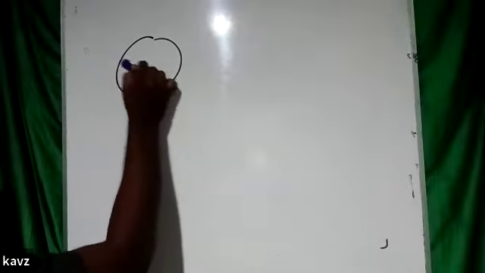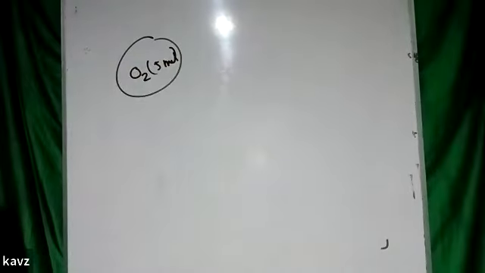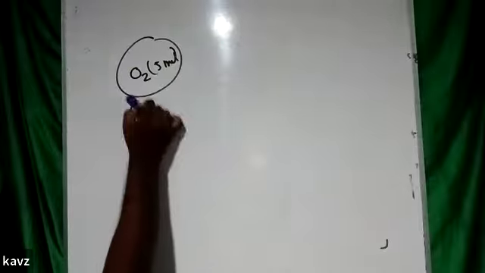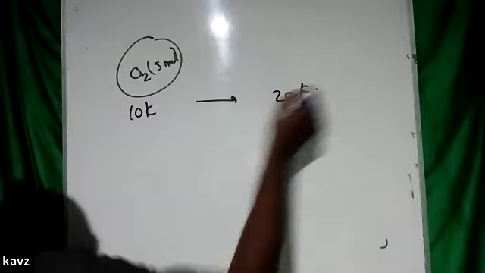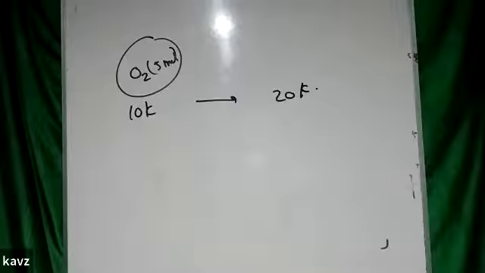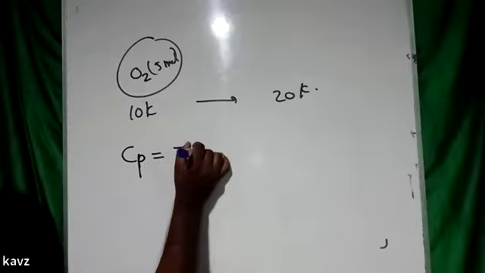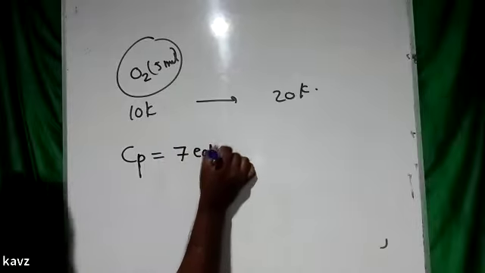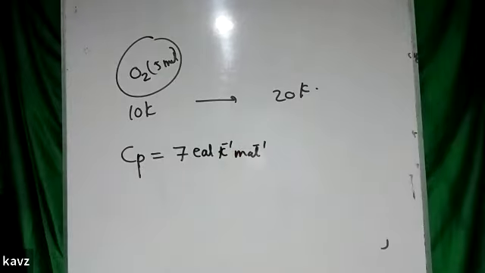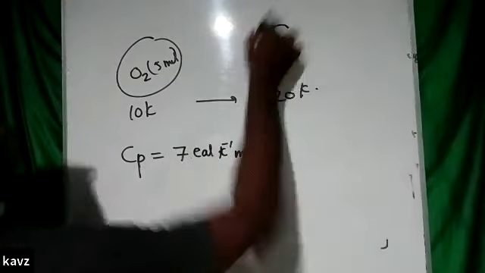Next one. At constant volume, to raise the temperature of 5 mole O2, okay, I'm sketching, O2 5 mole, from 10 Kelvin to 20 Kelvin, how much heat is required while constant pressure molar heat capacity is 7? Again, CP is given, 7 calories per Kelvin per mole. Okay.